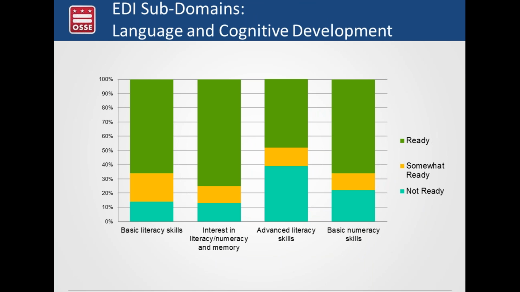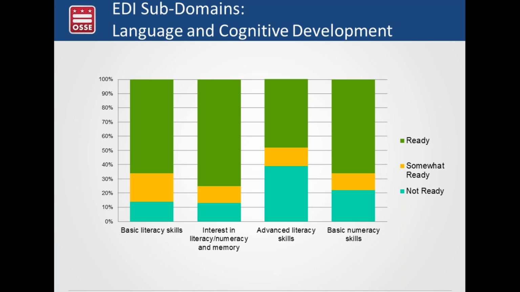So what we were looking at were domains, and now what we're going to look at are the subdomain results within each domain. So typically within each domain, you can break out the results into more granular results called subdomains, which is true for all the domains except for the last one, communication skills. This one, we're jumping right to the language and cognitive subdomain, and it's showing you that there are 4 subdomains: basic literacy skills. The second one is interest in literacy and numeracy, then advanced literacy skills, and the last one is basic. The green bar at the top is showing you the percent of children who are ready.